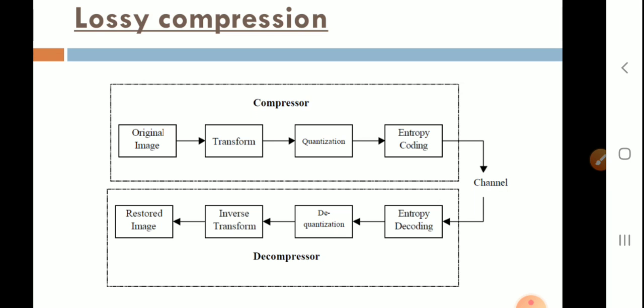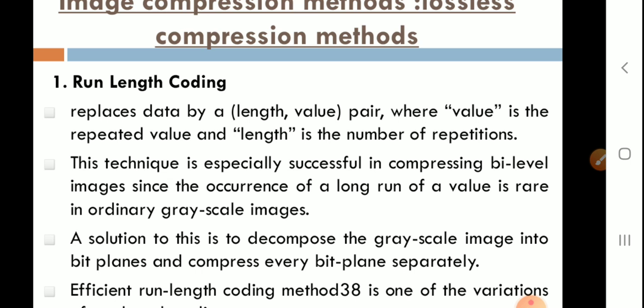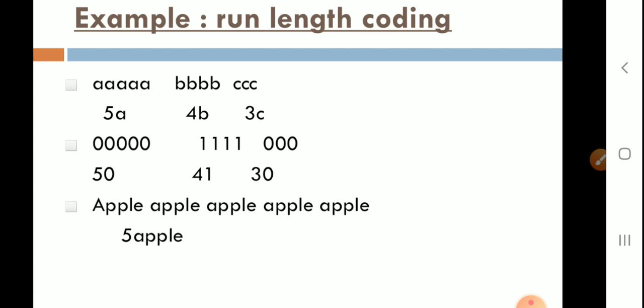This system is much similar to the compression system we discussed in the previous video lecture, where all the components were explained. The operation is the same, but the difference is that we talk about the types, that is lossless and lossy. The next topic is the compression methods. First of all, we talk about the lossless compression methods. We will discuss this topic in the next video lecture.